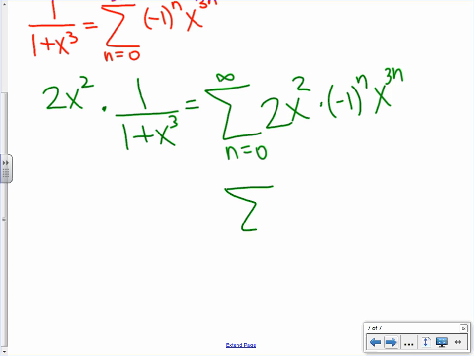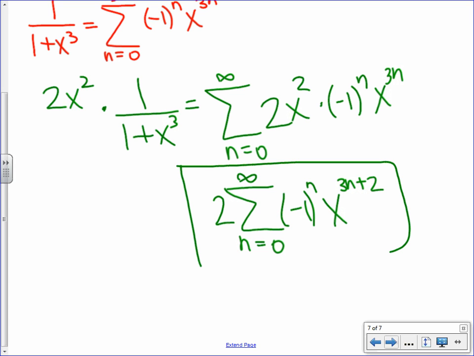So this would become 2, which you can put inside or outside, x to the 3n plus 2, and negative 1 to the n. And it wouldn't change your interval of convergence. We're still centered at 0. So use that trick to your benefit.